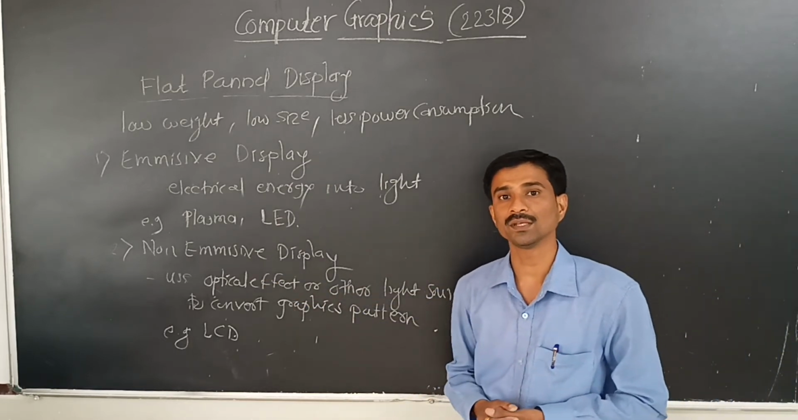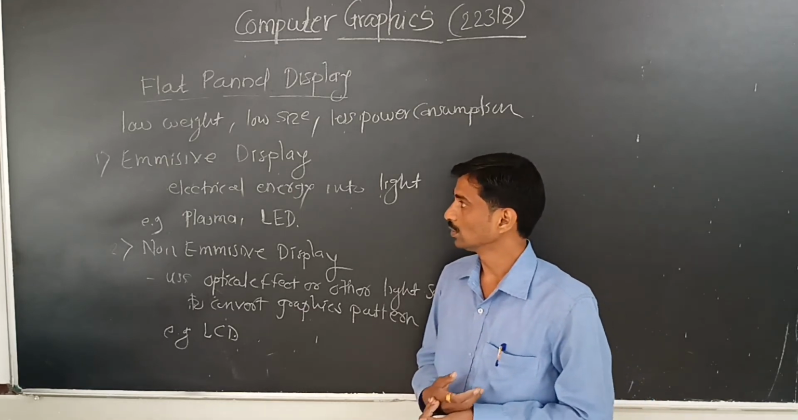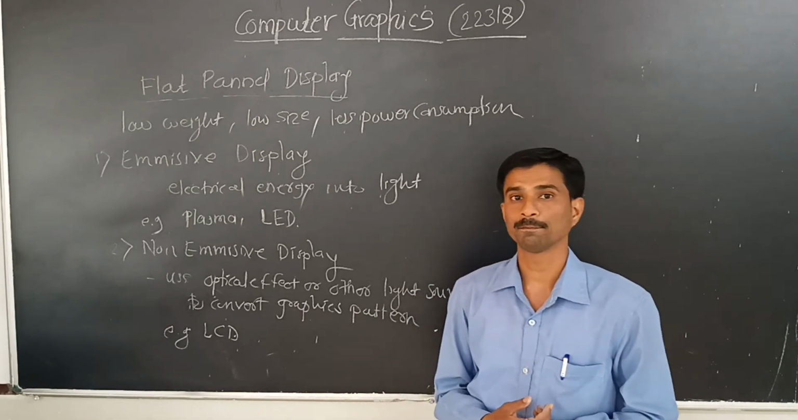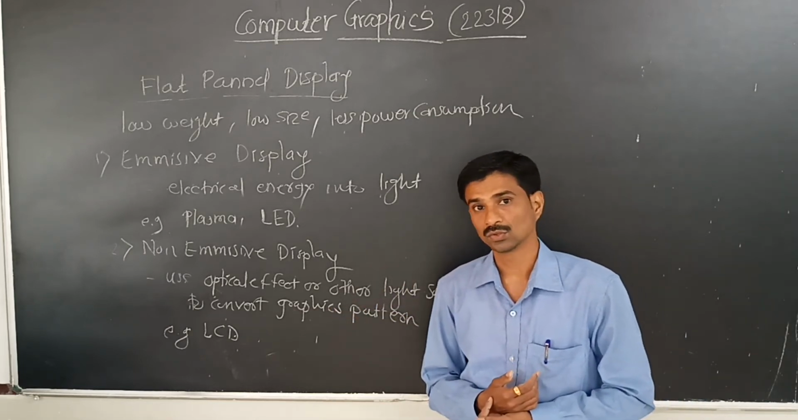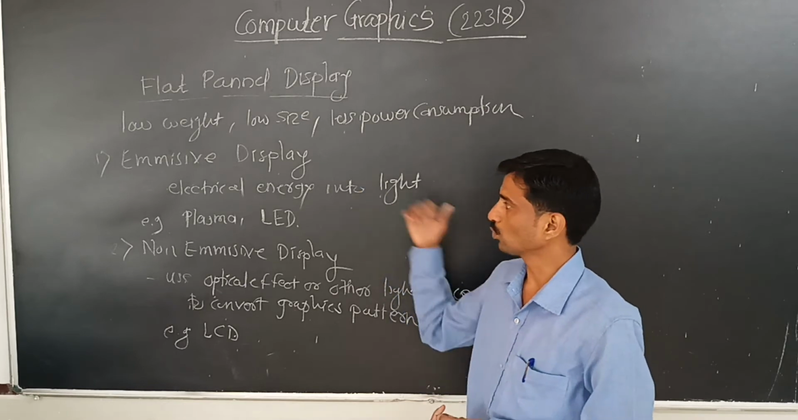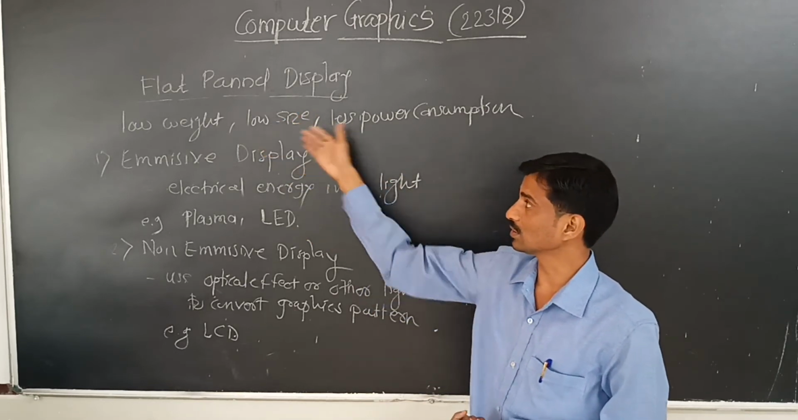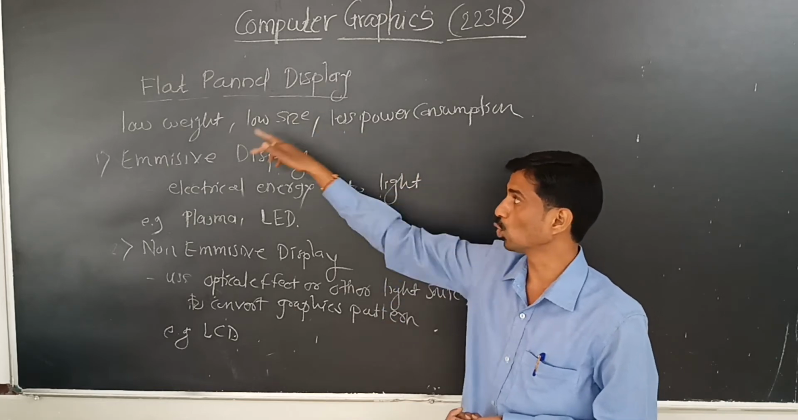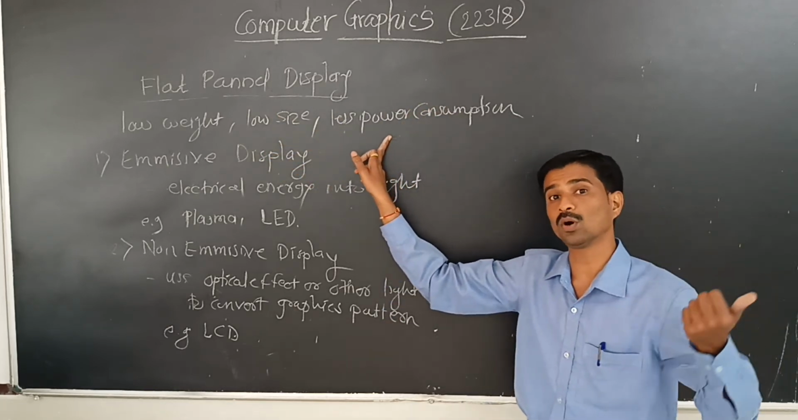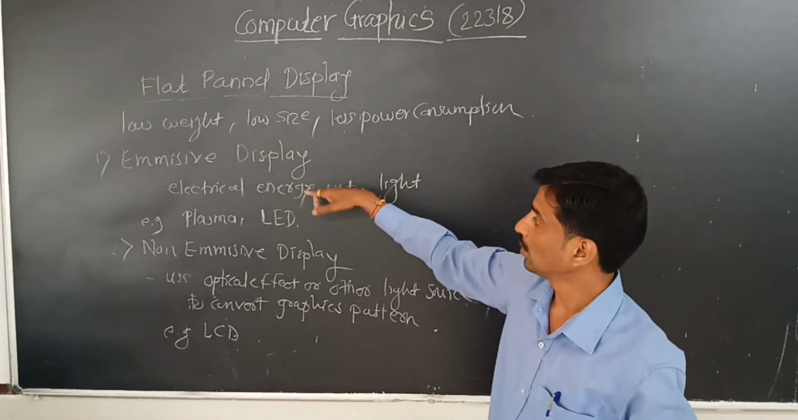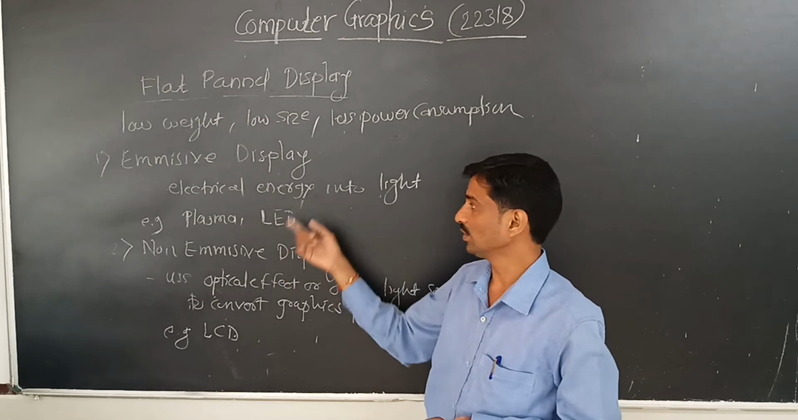So the question may be like this: write down the types of flat panel display, or explain flat panel display with types. So at that time you have to first write down the types, also give the features of the flat panel display, that is low weight, low size, less power consumption compared to other display devices, and write what is used in each device.